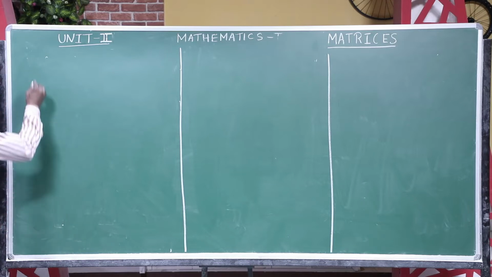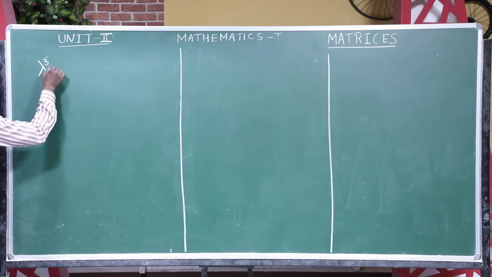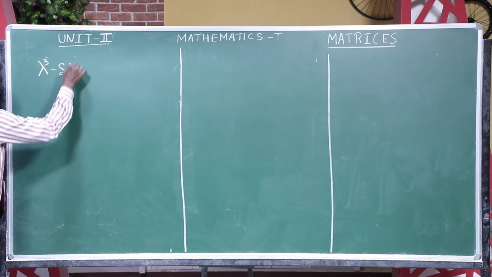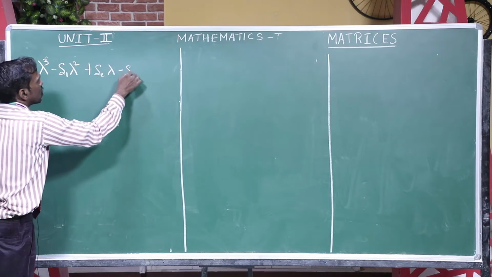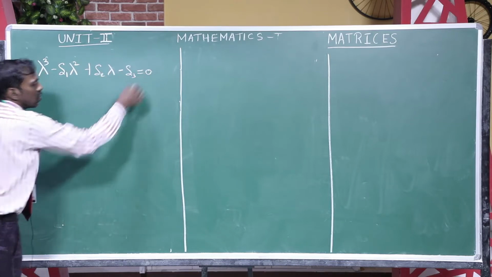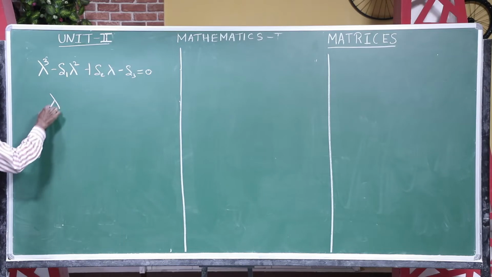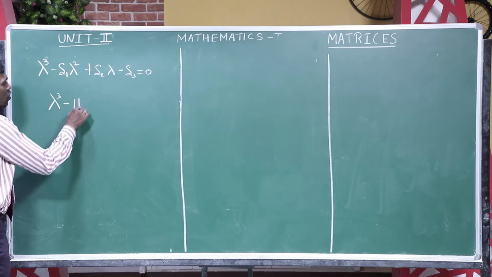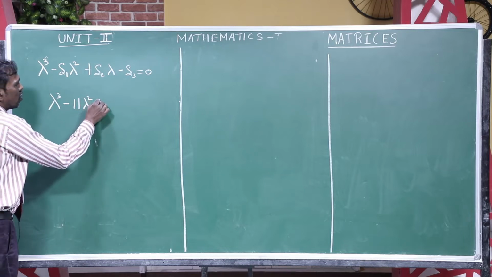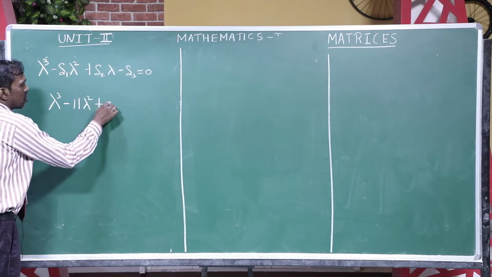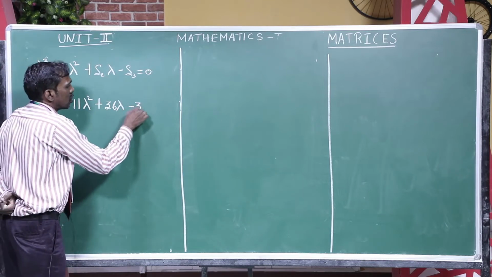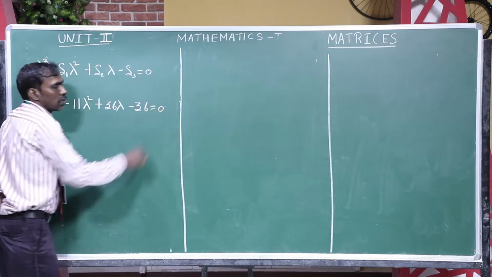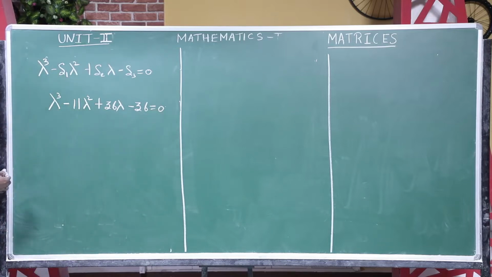So our characteristic equation, what is the formula here? Lambda cube minus S1 lambda square plus S2 lambda minus S3 equal to 0. So here lambda cube will be there. What about your S1? S1 will be 11, so 11 lambda square. What about your S2 here? 36, so 36 lambda. What about your S3? Here it is also 36, equal to 0. Then we only have to find out the eigenvalues.